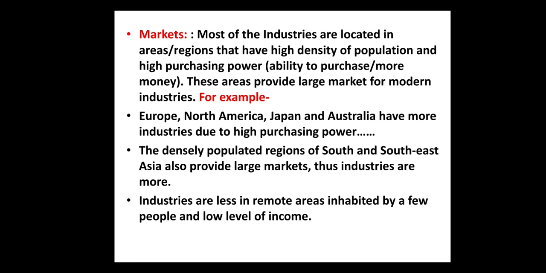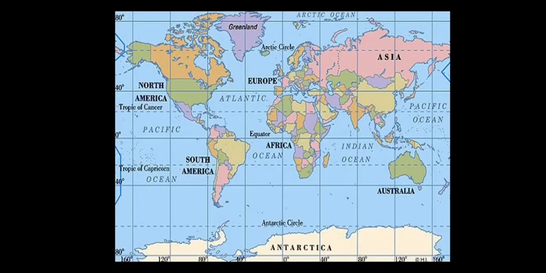So one main reason for the location of industry is the market. Most industries in the world are located where? The ultimate goal of industry is to sell goods to earn profit, so in order to earn profit they need a good market. We have two types of market: areas having high purchasing power and regions having high density of population. In comparison, industries are fewer in remote areas and areas inhabited by few people with a low level of income. Here we have a map that explains the regions having a high number of industries and the regions having a low number of industries.